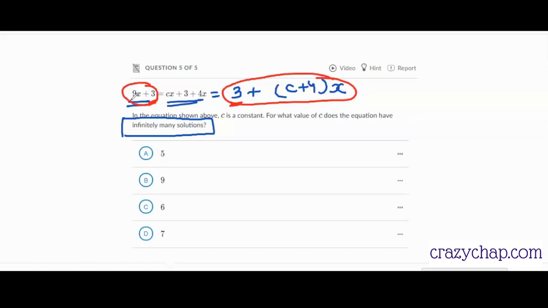So this 9 has to be equal to c plus 4, and when we make it equal to c plus 4, we get c equal to 5. So the correct value for c is option A. Again repeating, to have infinitely many solutions, the left side and the right side have to be equal. Great. Okay.